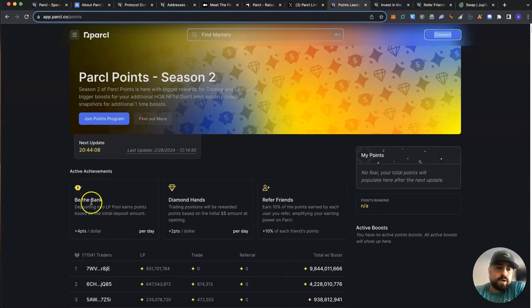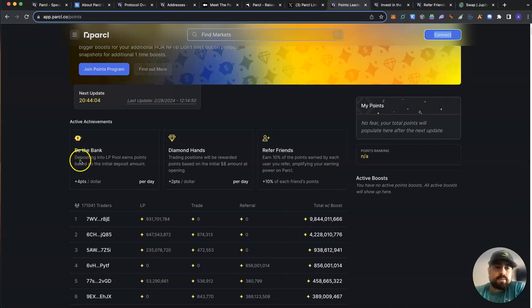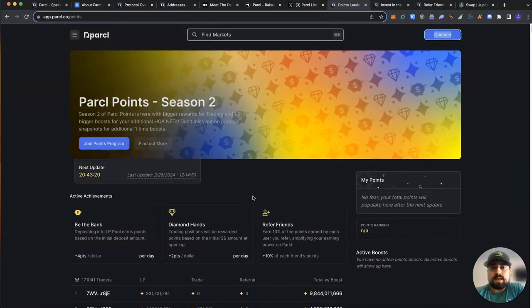So you would join the points program, and here's kind of how the points work. You get 4 points per dollar for being a liquidity provider, basically just being the bank and providing funds. And diamond hands, so that's 2 points for every dollar if you're trading on either side of the market. So you're long or short. So if you're getting into the Las Vegas market, you think the home prices are going to increase, you buy a long future, and hopefully that would go up and you would make money. So for doing that, on top of making money with that trade, you would get 2 points for every dollar per day. And then they also have a referral program. This is the points leader. So that's kind of how that works.